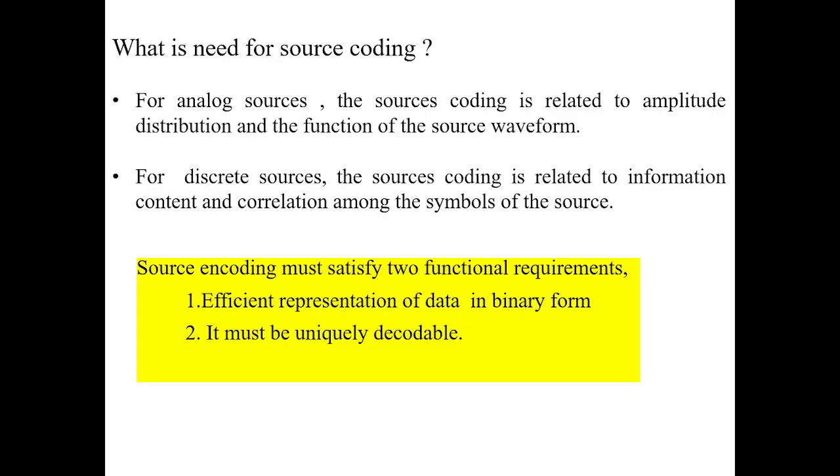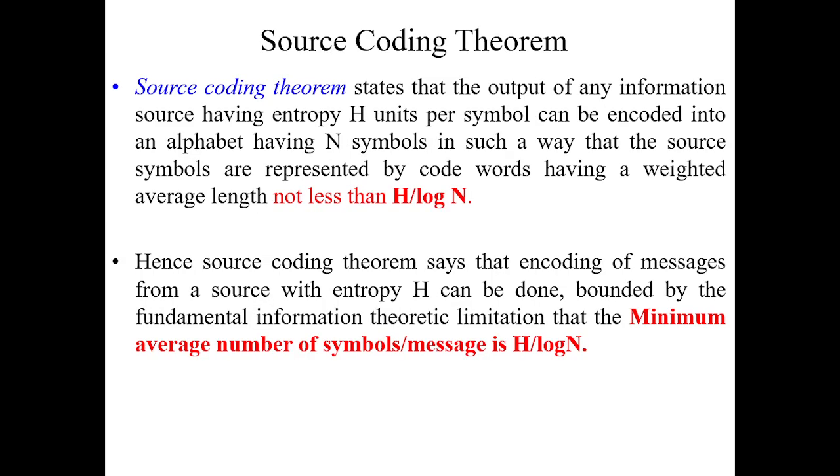What is the need of source coding? For analog sources, source coding is related to the amplitude distribution and the function of the source waveform. For discrete sources, source coding is related to the information content and the correlation among the symbols of the source. After encoding, it should satisfy the functional requirements: an efficient representation of the data in binary form, and it must be uniquely decodable.